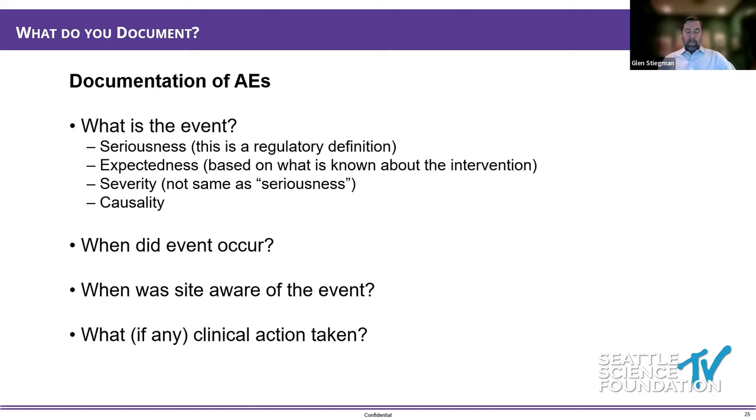And then what are you actually documenting? What is the event, seriousness, expectedness, severity, causality? All of these would be sort of commonplace outlined by the protocol, investigator agreement. When did the event occur? Was the site aware? Was any clinical action taken? And so on. So all of that said, I'm about 9 or 10 minutes into this, and that's kind of the foundation of everything.